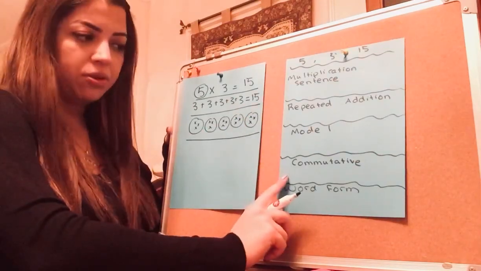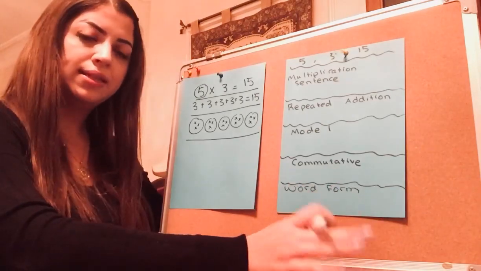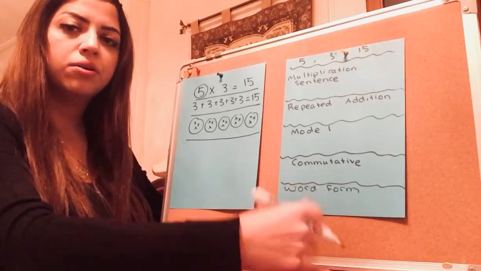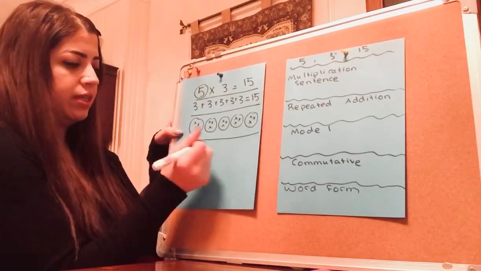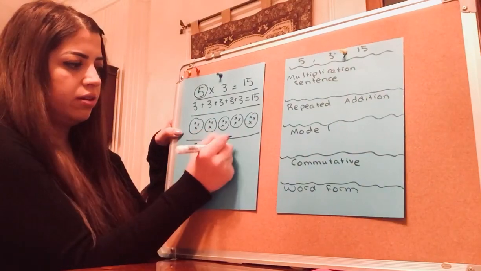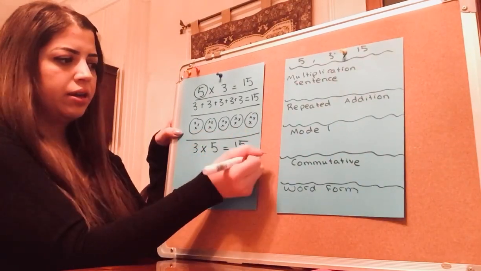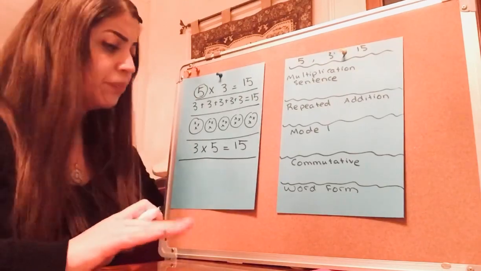My fourth form is going to be the commutative form. This is when I take my multiplication sentence and I switch my numbers, and it also gives me the same answer. Here I have 5 times 3, gives me 15. So if I say 3 multiplied by 5, that is also going to give me 15. Commutative is when we switch the numbers and it still gives us the same answer.